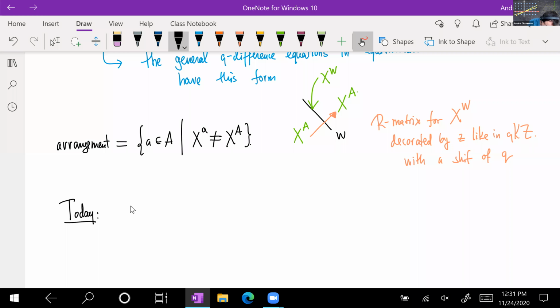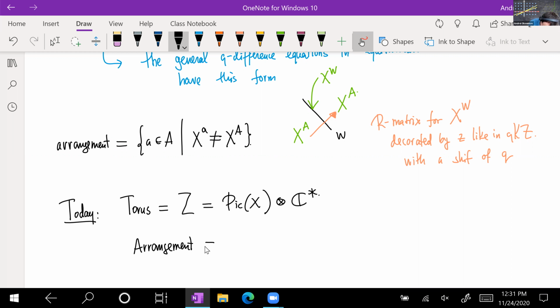Today we're taking a torus, something else. The torus is this torus Z, which is here called Pic X tensor C star. And then the arrangement, these are slopes for which stable envelopes jump.